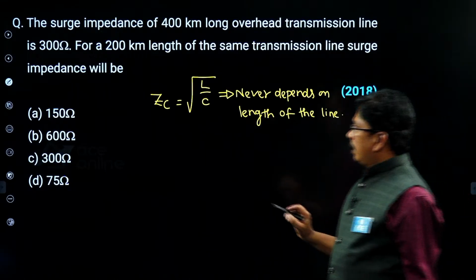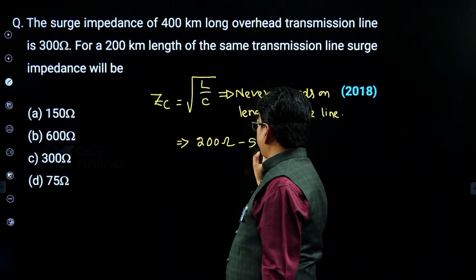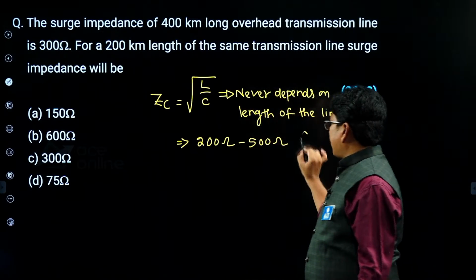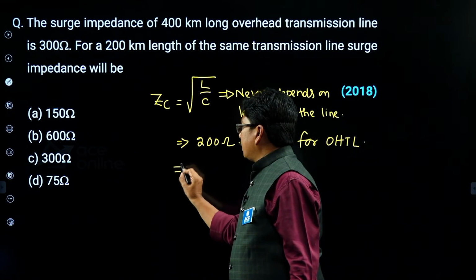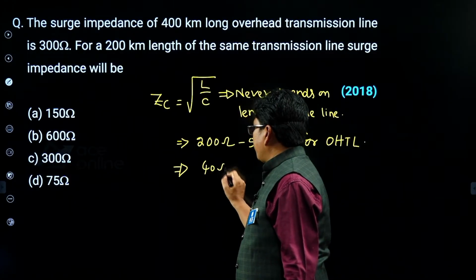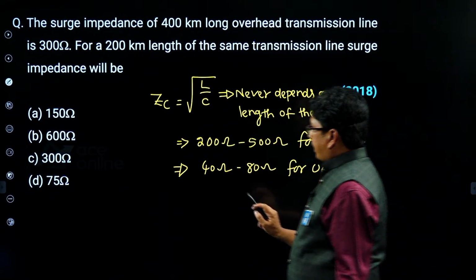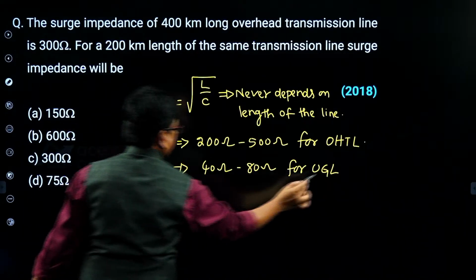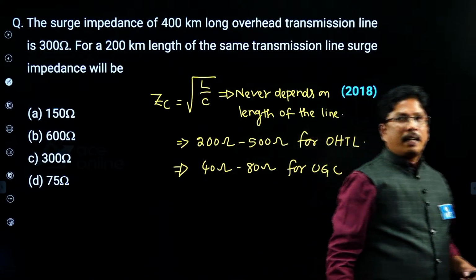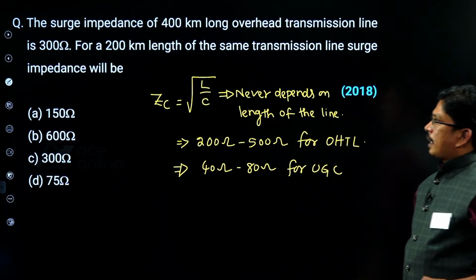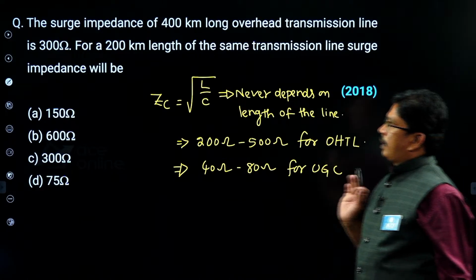Right, students? And the value of Zc is approximately 200 ohms to 500 ohms for overhead transmission line. And its value is 40 ohms to 80 ohms for underground cable. Right students? These are also you can remember. Based on this one also you will be having the questions. Right. One more question.